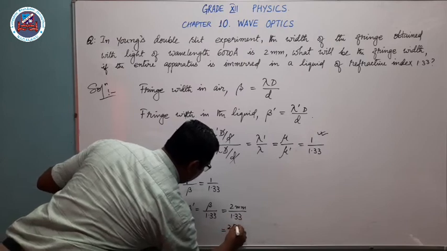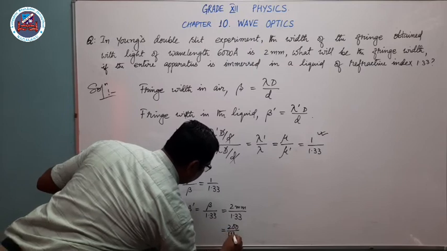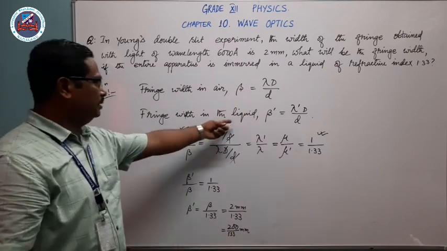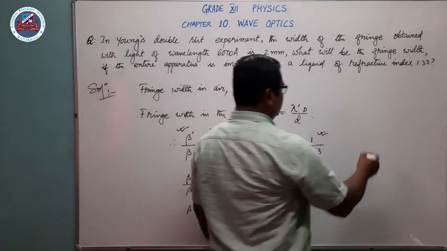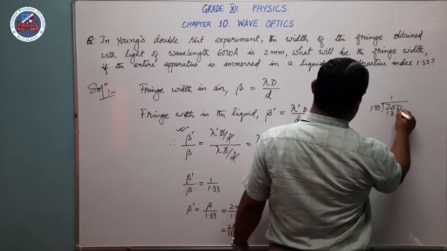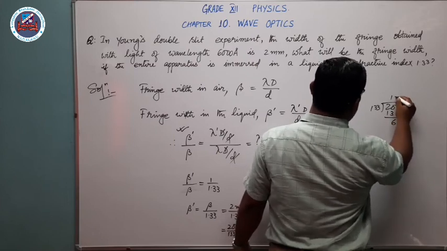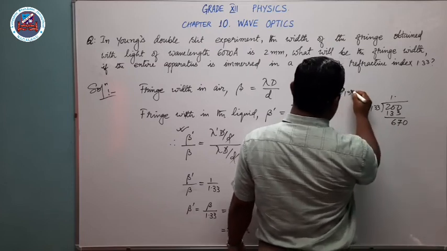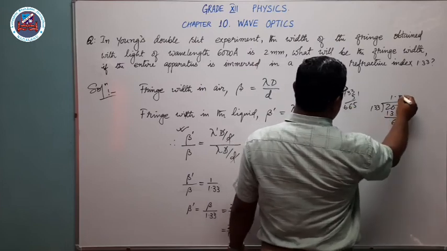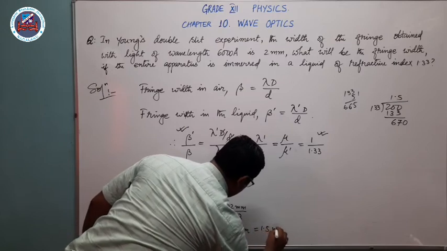So 200, for this decimal, 2 digits, so 2 zeros I am putting, 133 mm, and I'm dividing, you get the fringe width in the liquid. 200 divided by 133: 1 time is 133, 10 minus 3 is 7, 9 minus 3 is 6, 0, then decimal will come. 133, 5 times, let us see, it's around 1.5. So you can write 1.5 millimeter.